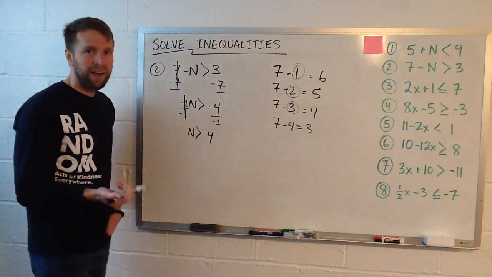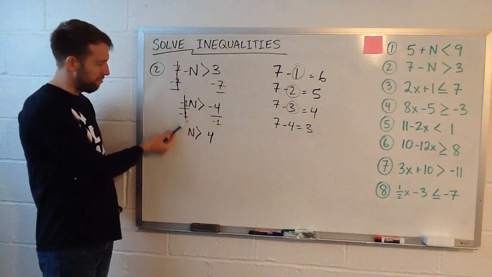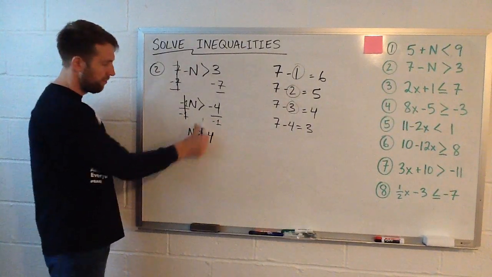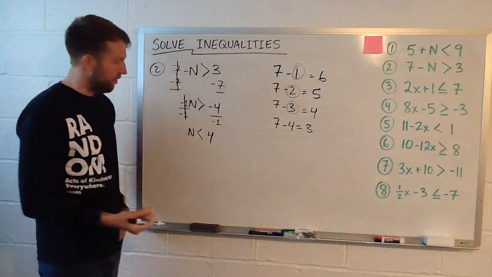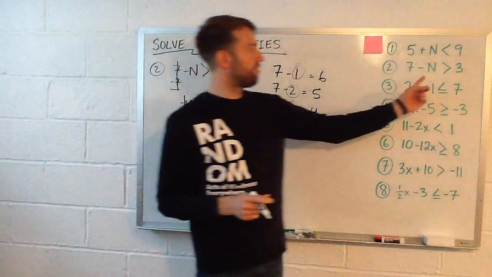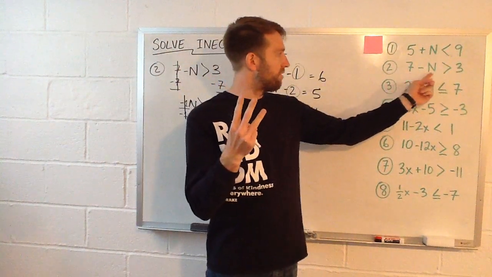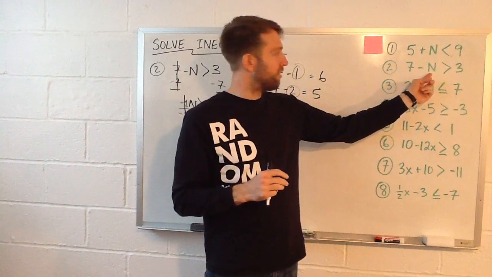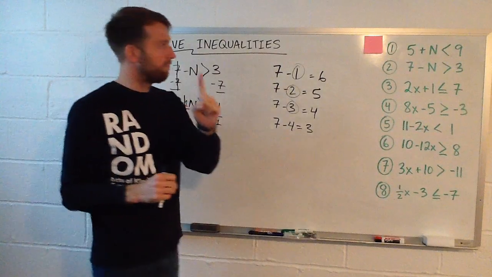Whenever you multiply or divide by a negative, like we had negative n here, and it flipped to a positive, what you're going to do is flip your inequality sign. All the numbers that are less than 4 are the numbers that would work for this. Think of a number less than 4, like 3. 7 minus 3, yep, that's greater than 3.